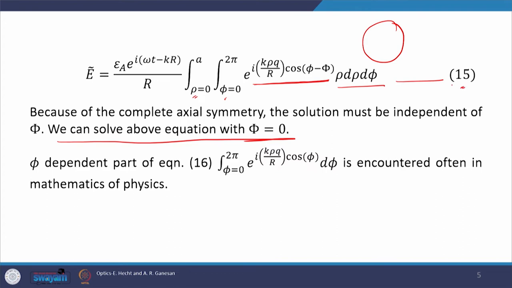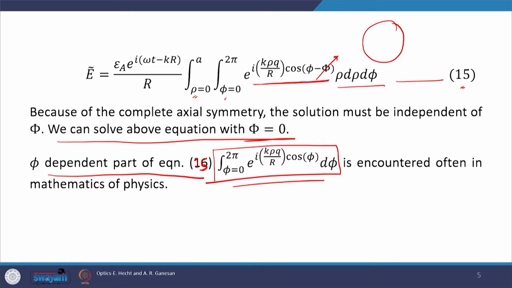Okay, therefore, in equation 15, let us look for the phi dependent part. And what is the phi dependent part? Here it should be equation number 15, I'm mistaken here. Now the phi dependent part in equation number 15 is this, because we replace capital phi equal to 0 now. Now, this particular integration is very tough to deal with.